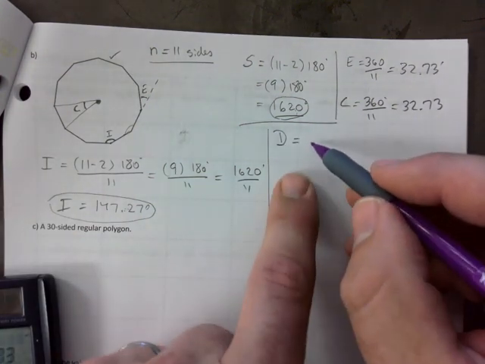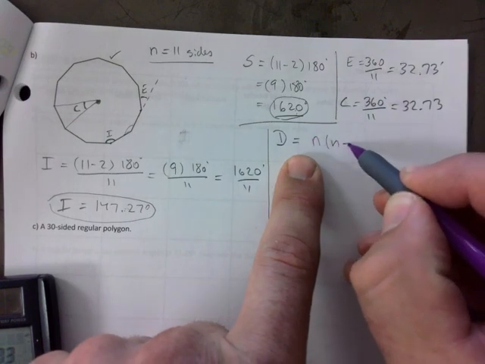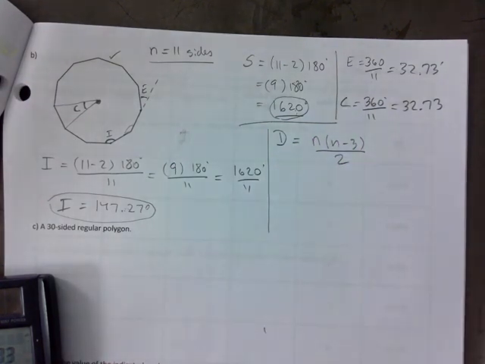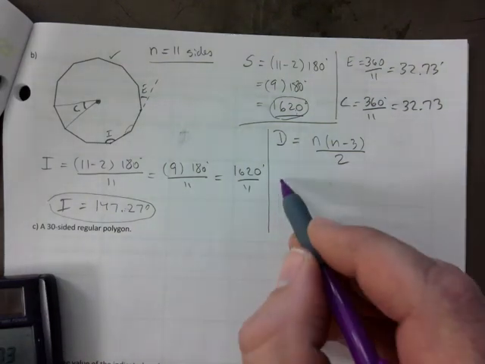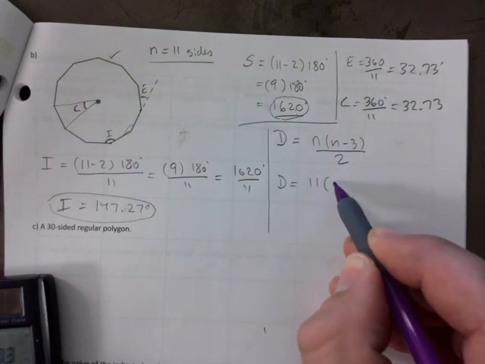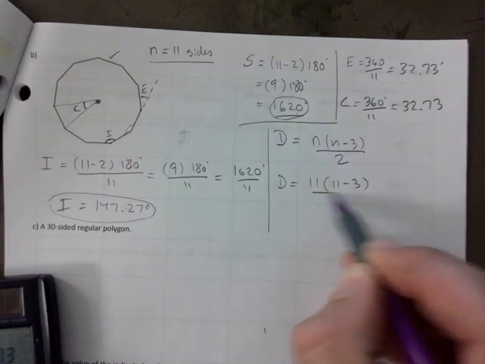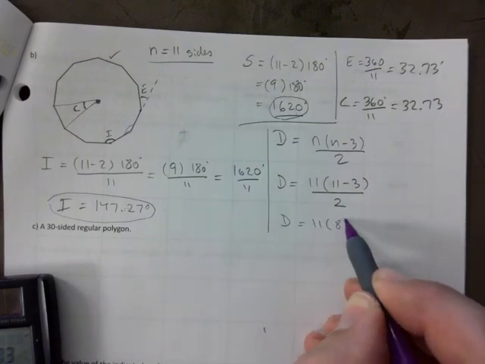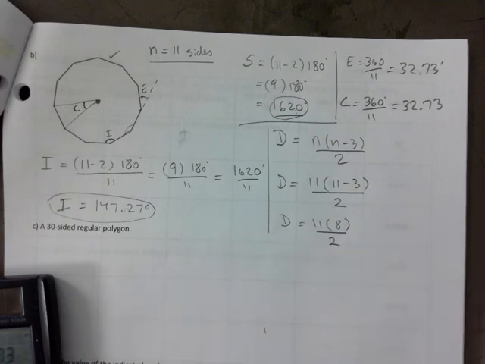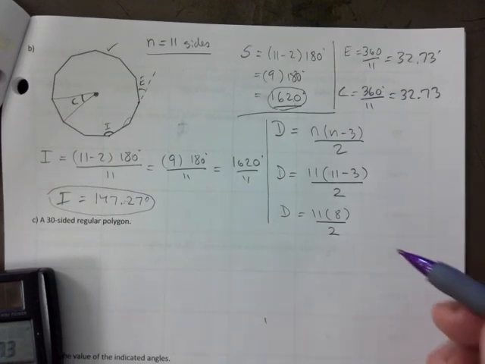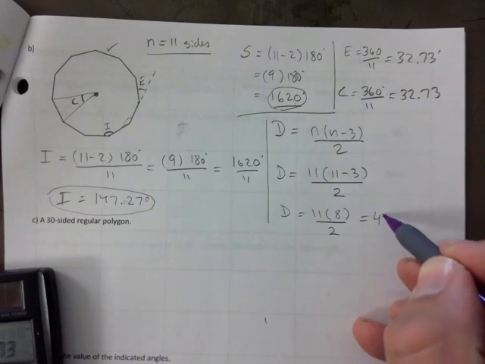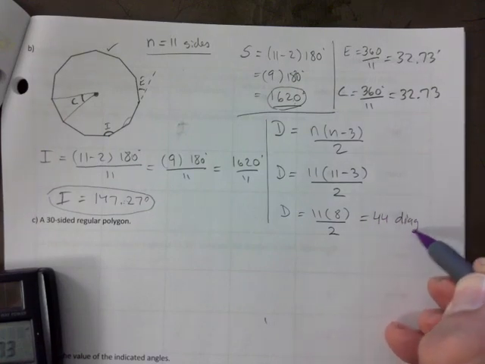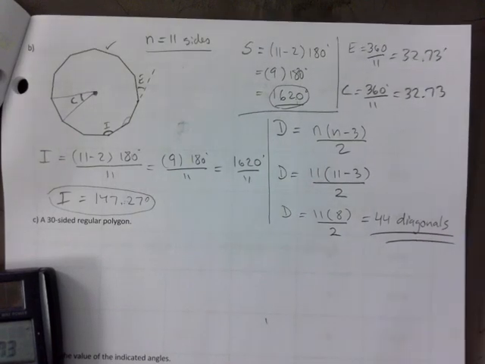Diagonals is n times n minus 3 over 2. You got to be careful with this. This is not a degree. This is not an angle, it's the number of diagonals. So you would go 11 times 11 minus 3 over 2. Clean it up a bit: 11 times 8 divided by 2. 11 times 8 is 88, divided by 2 is 44 diagonals. You could easily lose half a mark if you don't pay attention to that.